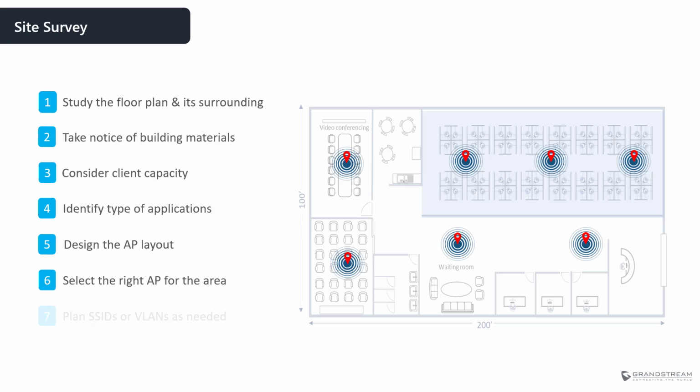So selecting the right access point model for your deployment is also important. For instance, in a high-density area, you want to go with a high-density access point that has more antennas or spatial streams and, of course, higher throughput.